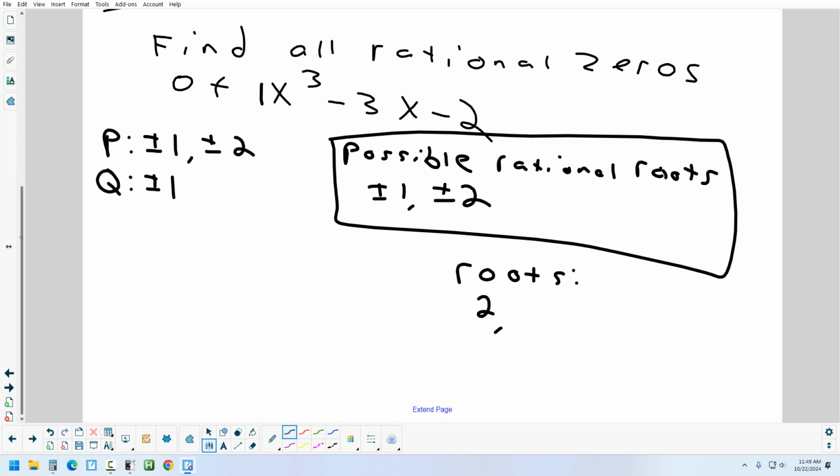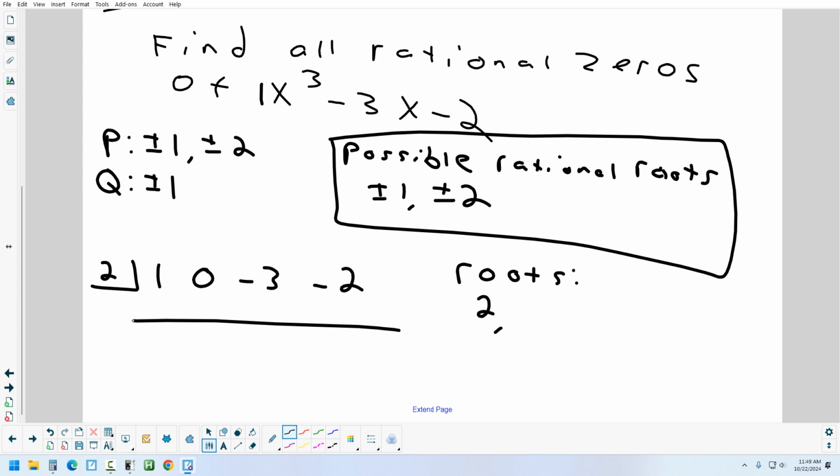So we know 2 is a root. Let's divide through by it synthetically. So put down your 2. 1, 0, -3, -2. Because it's a root, I already know my remainder. What's my remainder going to be? 0. I don't care about the remainder. I care about the quotient. I need something that I can solve and get the other answers. And I can't use a cubic. I need it to be a degree 2 or lower, and then I can use the quadratic formula.